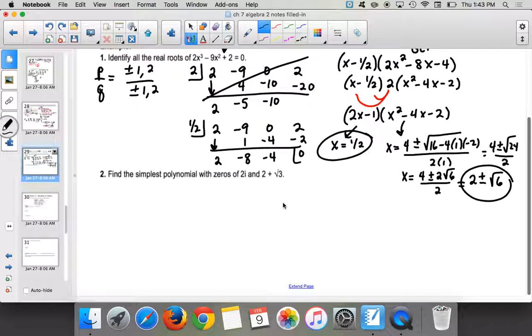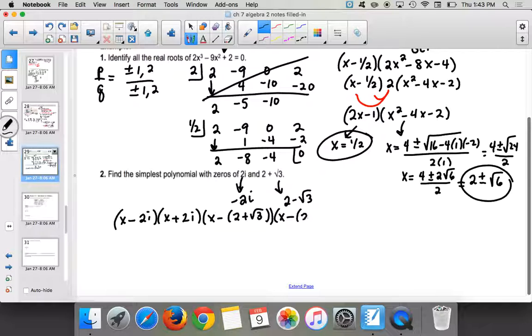So this one, if I have 2i and I have 2 plus root 3, what else do I have to have as a 0 if I have 2i? Negative 2i as well. What about this one? 2 minus root 3 as well. So when I set up this polynomial, some of you guys were having trouble on your homework with this, it's going to be x minus every single 0. So x minus the 2i, but also x minus the negative 2i. So it becomes plus 2i. And then x minus parentheses 2 plus root 3, and x minus parentheses 2 minus root 3.